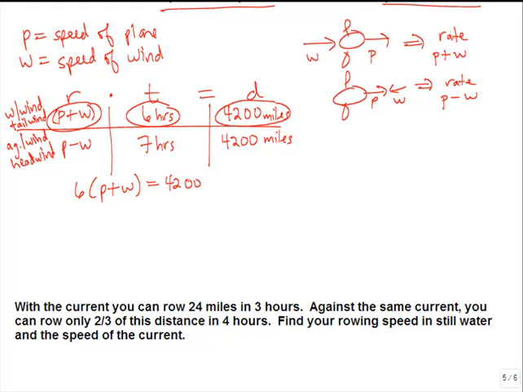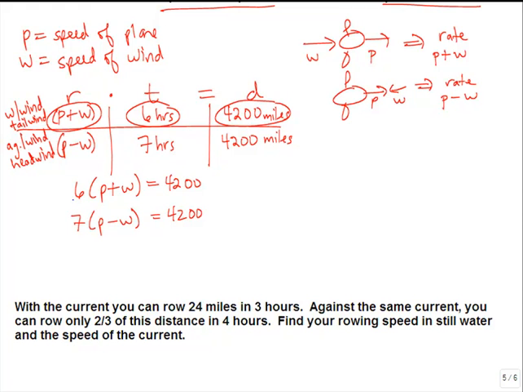And then I'm going to do the same thing for the bottom row. This whole rate times this time, 7, has to equal 4,200. So 7 times (P minus W) has to equal 4,200. So that's how you get your two equations with your two unknowns. Now if you saw this, normally you might be tempted to distribute the 6 and distribute the 7. But I want to show you a shortcut. And this happens quite often with these distance, rate, time problems.